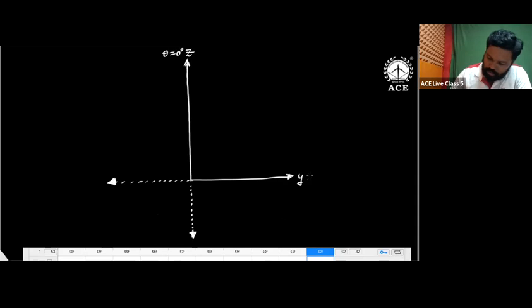Theta is equal to 0 degrees. Here theta is 90 degrees. Here theta is 180 degrees. What is theta here? Come on, answer. What is theta there? I want answers from your side. What is theta there? What is theta? I want an answer from your side.